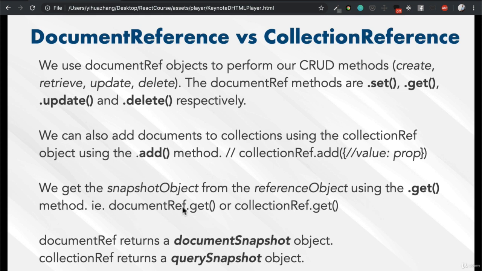But again, the snapshot object we get back from calling .get, so we either call documentRef.get or we call collectionRef.get. CollectionRef also gives us back a snapshot of the collection, but it's different from what we're going to use in our current code. But it's just good to know that this is something that you might possibly have to do. And of course, from the document ref, we're going to get a document snapshot. So let's actually take a look at that.